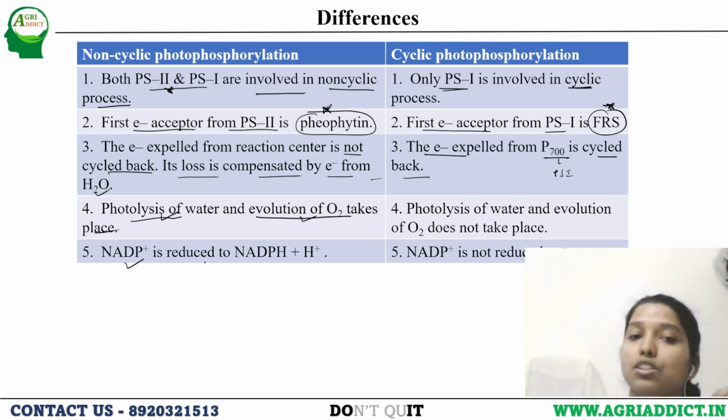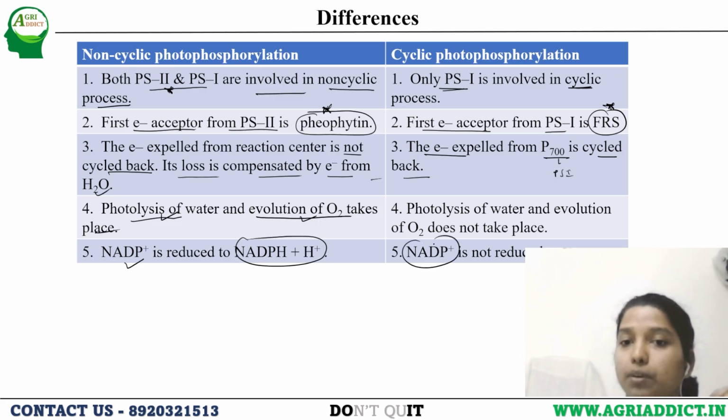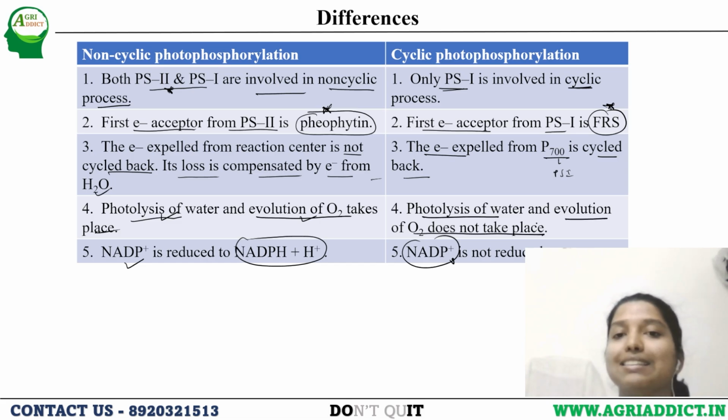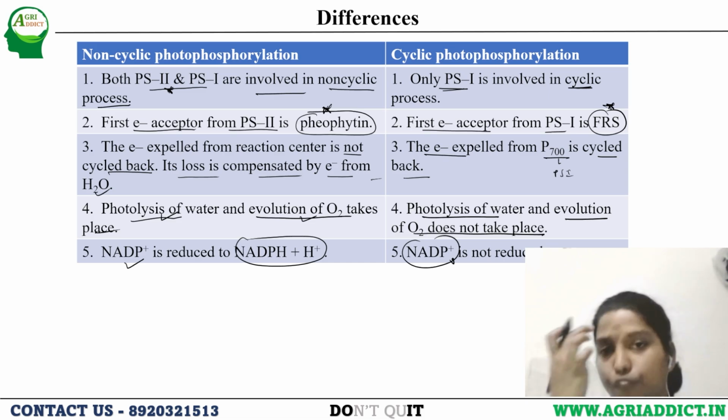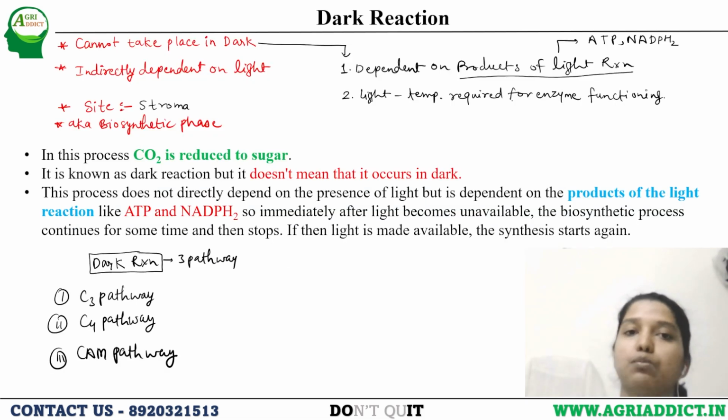Here NADP plus is reduced to NADPH2. Here it is not the case. NADP is not reduced. Here photolysis of water is not taking place. Evolution of O2 is not taking place. This is the basic difference between non-cyclic photophosphorylation and cyclic photophosphorylation. Let's move to the next slide.